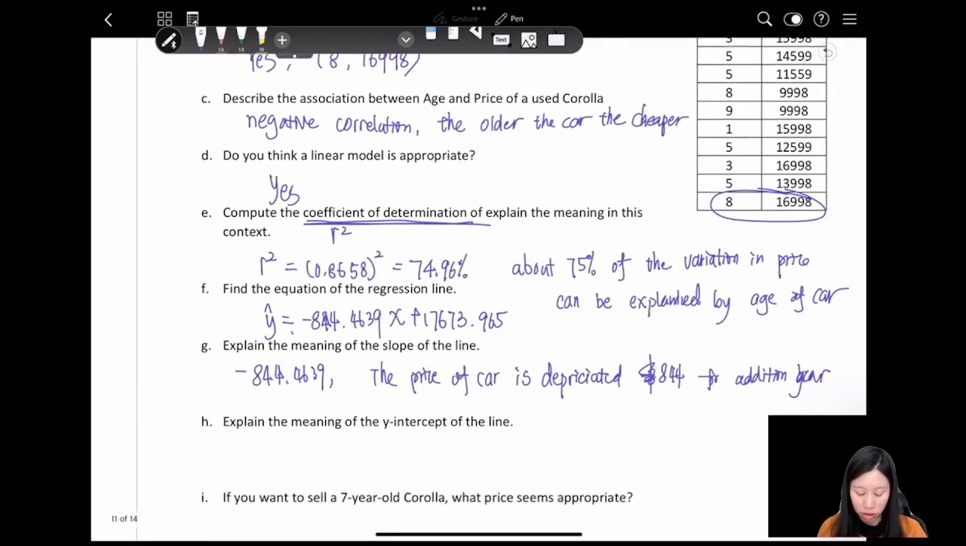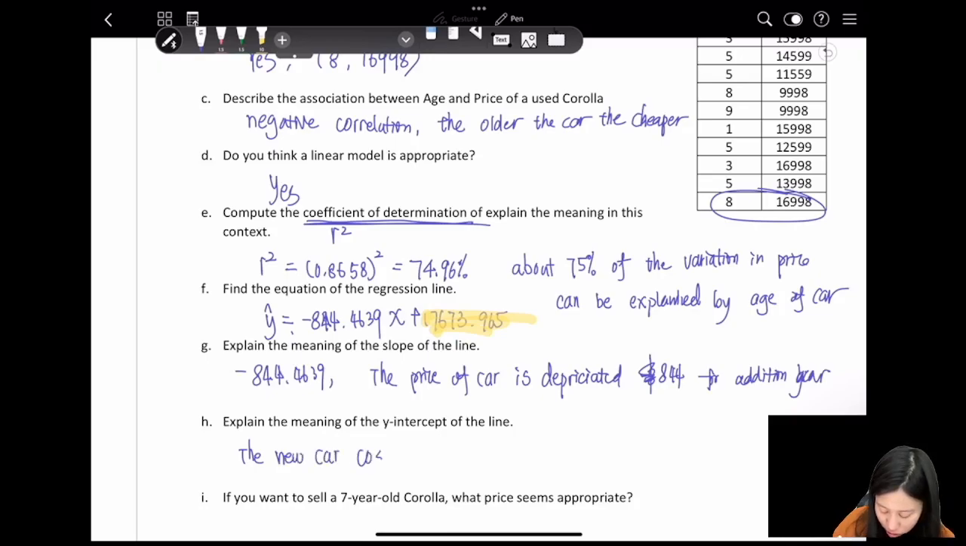Okay, explain the meaning of the y-intercept of the line. The y-intercept is when x equals 0. We know that the y-intercept is this one, 17,673 or 74. That means when the car is new, when x equals 0, that means you never used it. The year is 0. The new car costs 17,673 or 74. I'm going to round that up.